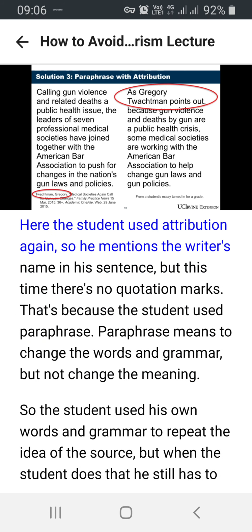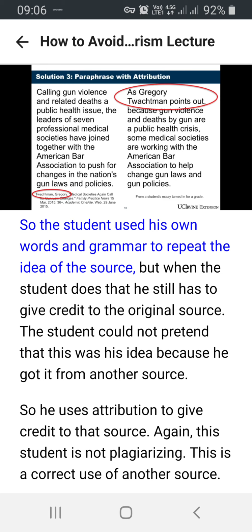Here the student used attribution again, so he mentions the writer's name in his sentence, but this time there's no quotation marks. That's because the student used paraphrase. Paraphrase means to change the words and grammar, but not change the meaning. So the student used his own words and grammar to repeat the idea of the source.